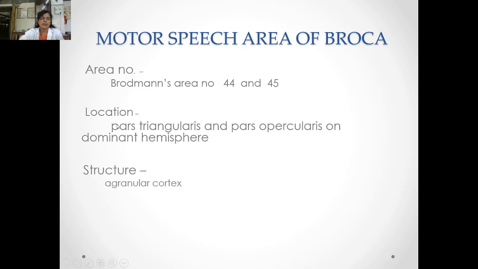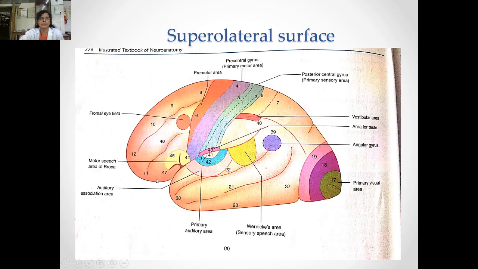Location of this area: it is present in the pars triangularis, that is area number 45, and the pars opercularis, that is area number 44, on the dominant hemisphere. Structure: it is the motor area, so structurally it is the agranular cortex.